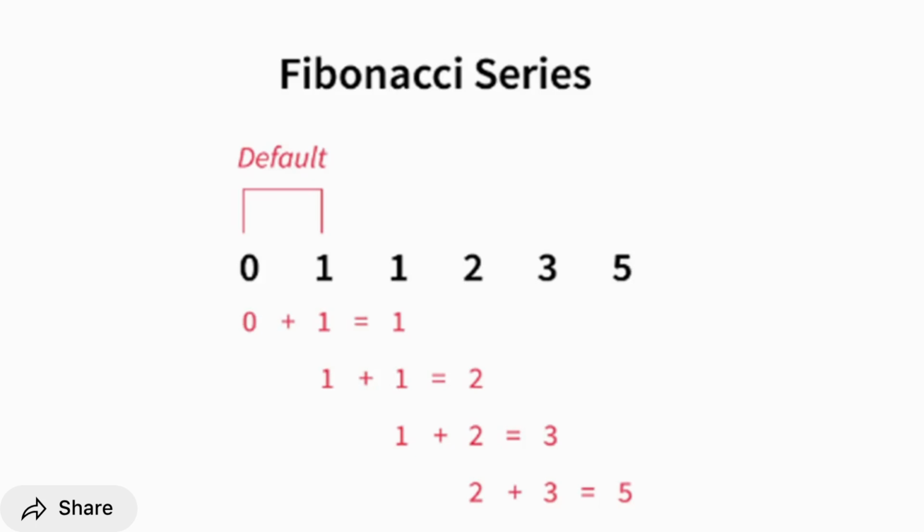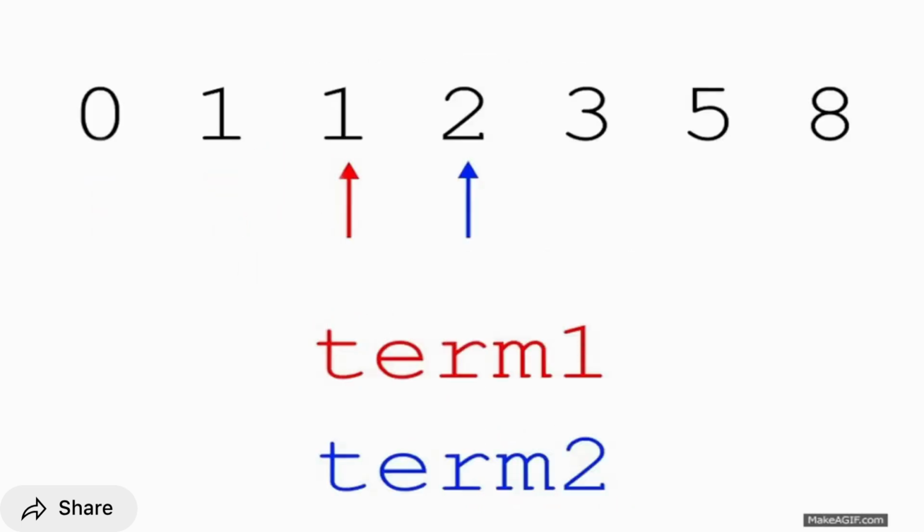Today we are going to write a super simple Java program that prints Fibonacci numbers between two numbers you enter. So this is perfect for beginners who are learning Java or working with loops and conditions.